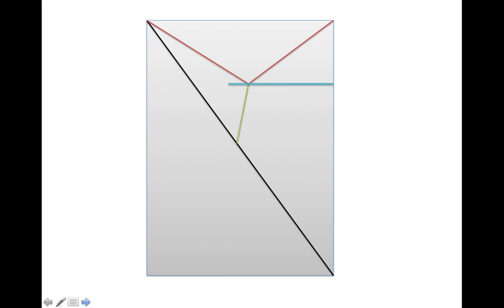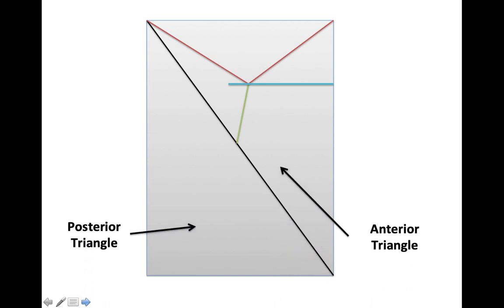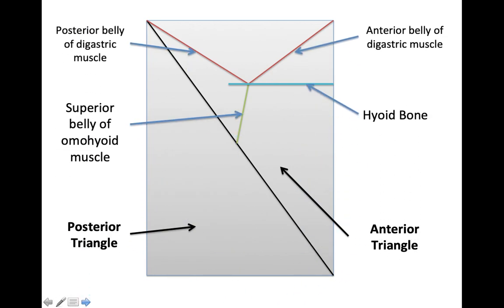So here this is another line which is cutting through this part. So this is the hyoid bone. This is the location of the hyoid bone. It's not cutting there, but just for the concept right now, for the drawing purpose only. So this is here. Now this is the anterior triangle, the posterior triangle, the labelings, as I said. This is the anterior belly of digastric muscle, the posterior belly of the digastric muscle, the hyoid bone, the superior belly of omohyoid muscle, and this black line is the sternocleidomastoid muscle.